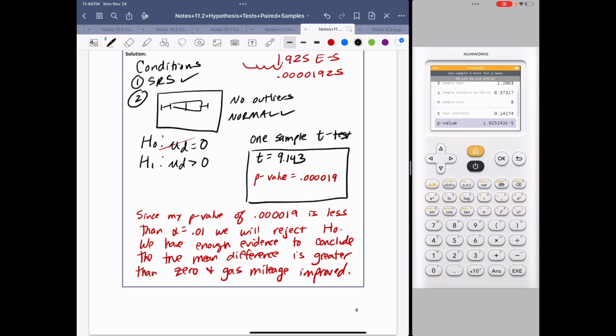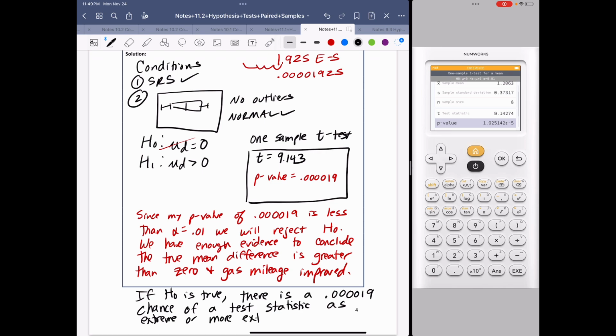And for my interpretation, I'm going to say if H0 is true, there is a 0.040 chance of a test statistic as extreme or more extreme than ours. And ours is t equals 9.143.